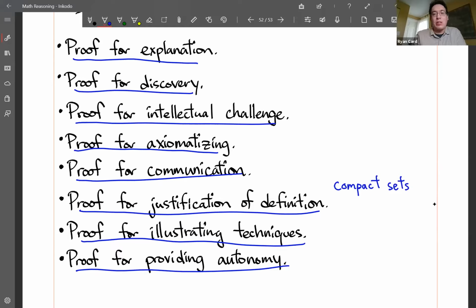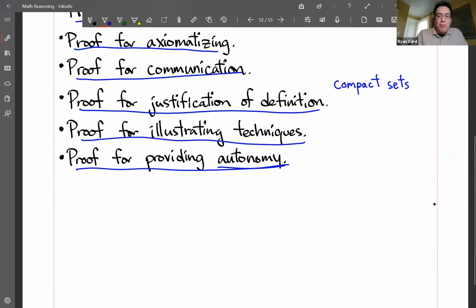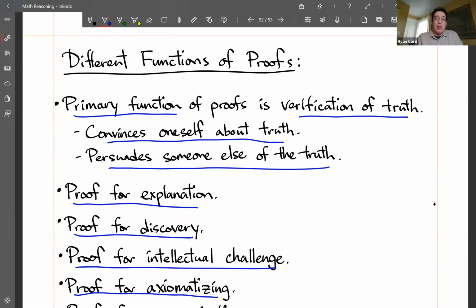You can now explore different types of truth. You could become a mathematician. That's what it's about. So you can write down proofs for autonomy. And that's what I mean by that. Okay, so those are non-obvious functions of proofs, I think. I hope you pause and think about it sometime.